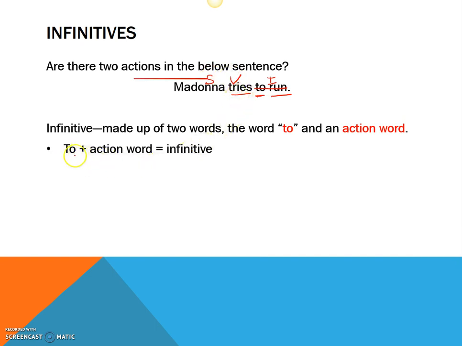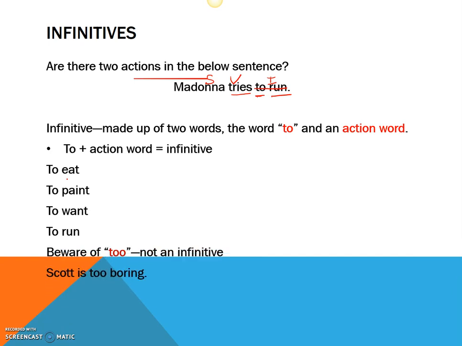Looking down over here, for you math people that like formulas, this is the formula that you want to use to find infinitives. To plus an action word equals an infinitive. So here are some examples of infinitives: to eat, to paint, to want, to run. These all start with the word "to" and are followed by an action word.